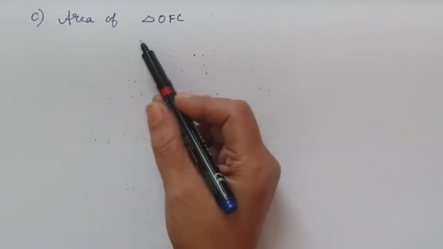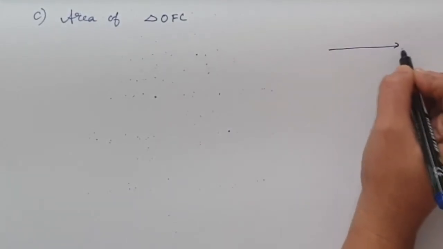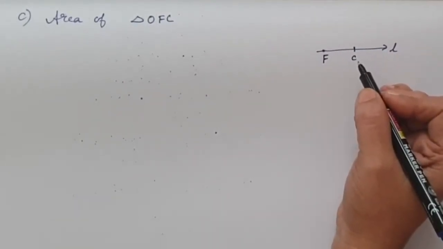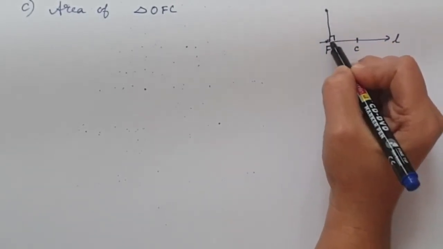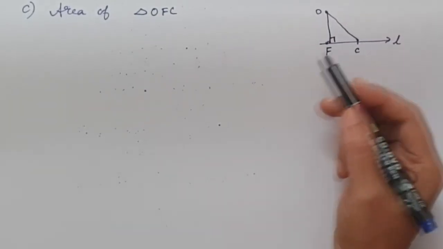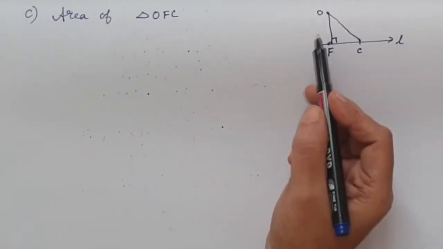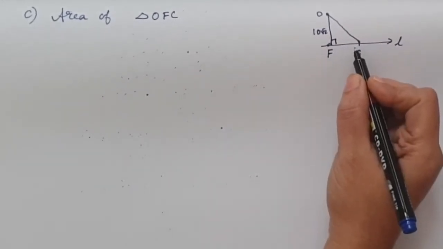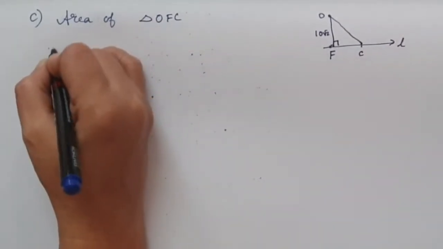Now the C part, area of the triangle OFC. In order to find the area of the triangle OFC, we are given the line L and F is a point on the line L, and we have shown that C is also a point on the line L. And OF is perpendicular to the line L. It is the foot of the perpendicular. So this is OF. Now we have found the length of OF as 10 root 2. If we find the length of FC, then we can find half base into height, the area of the triangle. So let us find out FC.